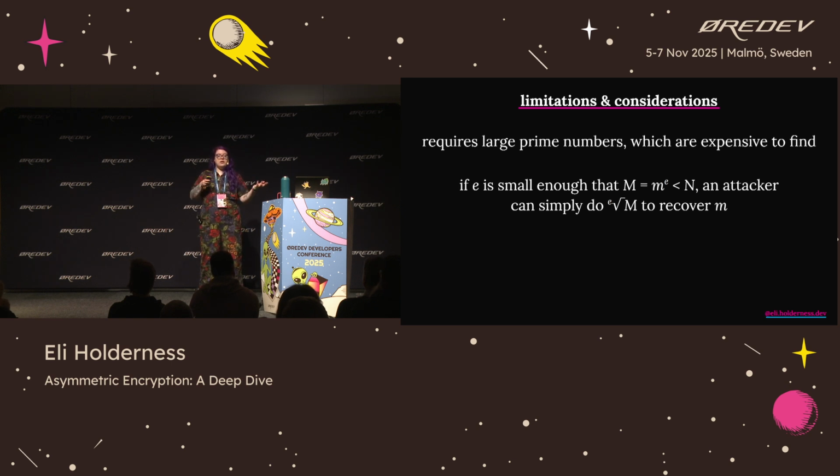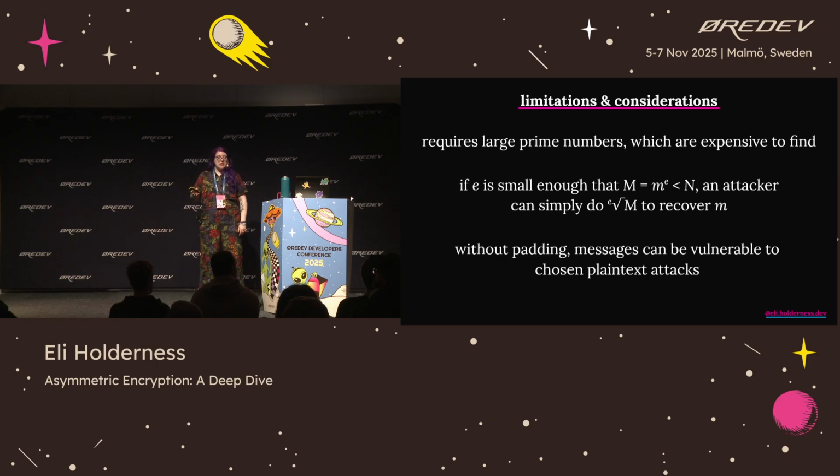So you can't just pick... the reason you would like to pick a really small number for E is because it makes it cheap for people to encrypt messages to you. They don't have to raise something to a big power, but the trade-off is that you might end up losing some security as a result. And without padding, which is just adding in extra bytes, extra information to obscure your original message, there are certain chosen plaintext attacks that people can perform because of the way that this maths works.